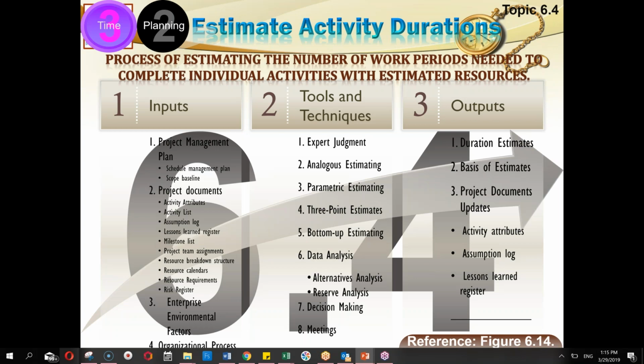Then there is parametric estimating. You say one man can do this much job. How many people are required to do all of this job? So if you have a parameter available for reference, you will multiply your figure with that parametric rate. After multiplication, you can have a fairly good estimate.